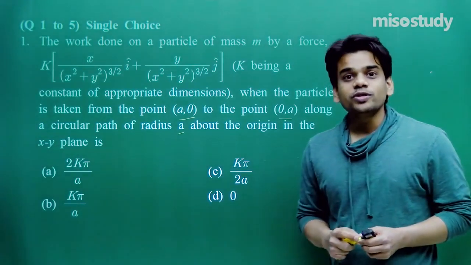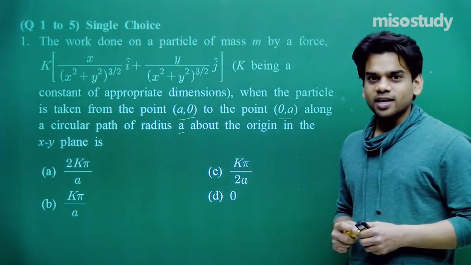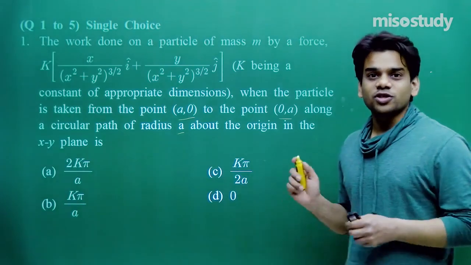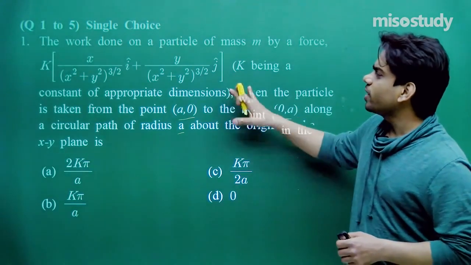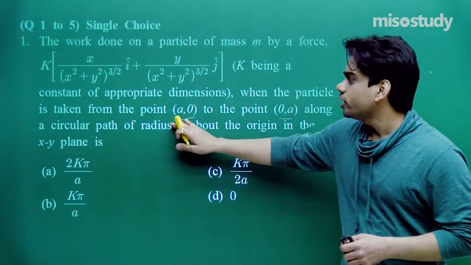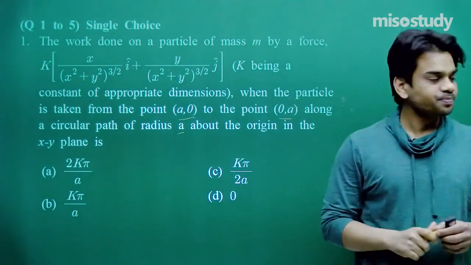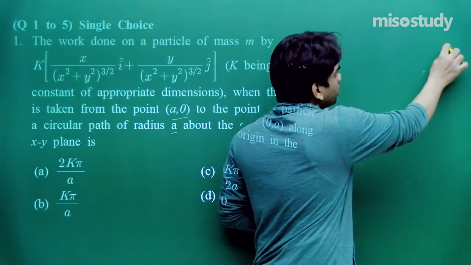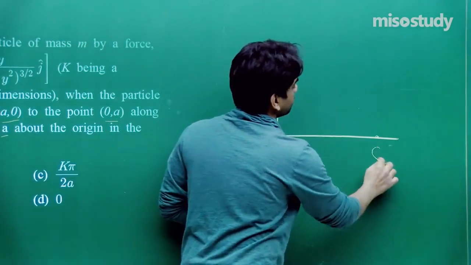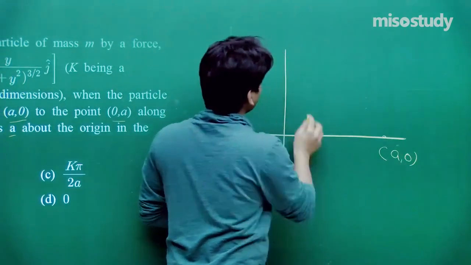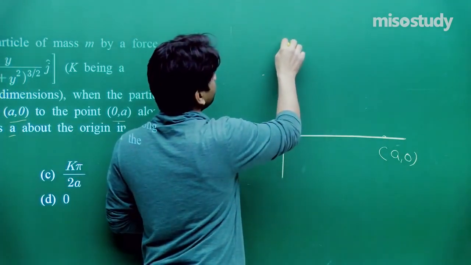Let me show you the path of the particle. I believe that you have understood the question statement. We have to find out the work done, the force is given, and the path is given. It's taken from the point a comma 0 to the point 0 comma a. If I draw the path, a comma 0 will be lying somewhere here, and this will be 0 comma a.